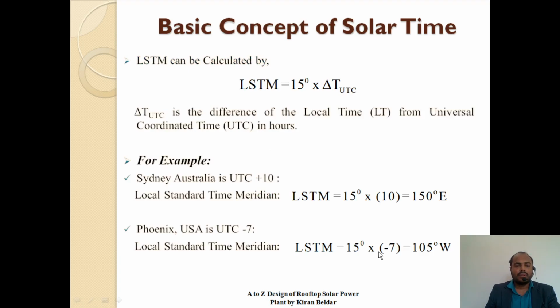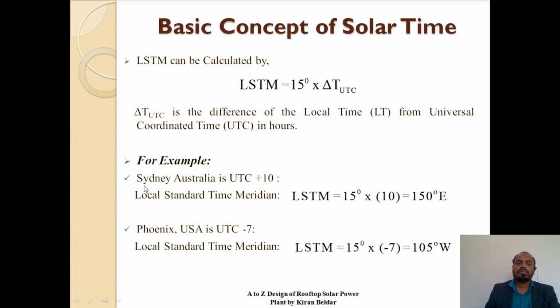We can easily calculate the local standard time meridian with respect to the prime meridian line, that is the Greenwich line. The formula is very simple. LSTM is equal to 15 degrees, because Earth rotates by an angle of 15 degrees every hour, multiplied by delta T UTC, where delta T UTC is the difference of local time from Coordinated Universal Time, that is UTC, in hours. This UTC difference in hours varies from place to place, country to country.